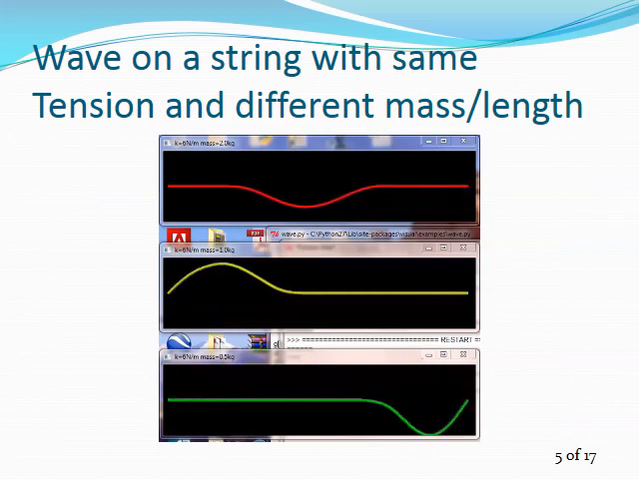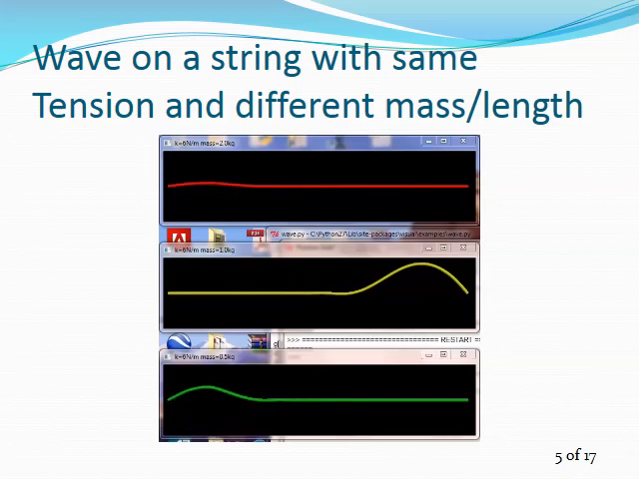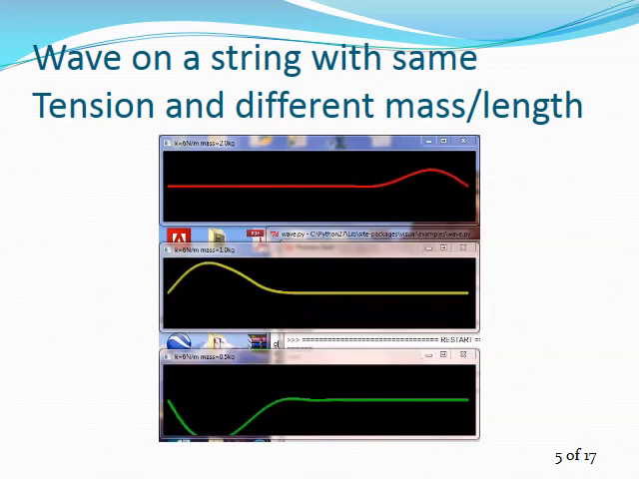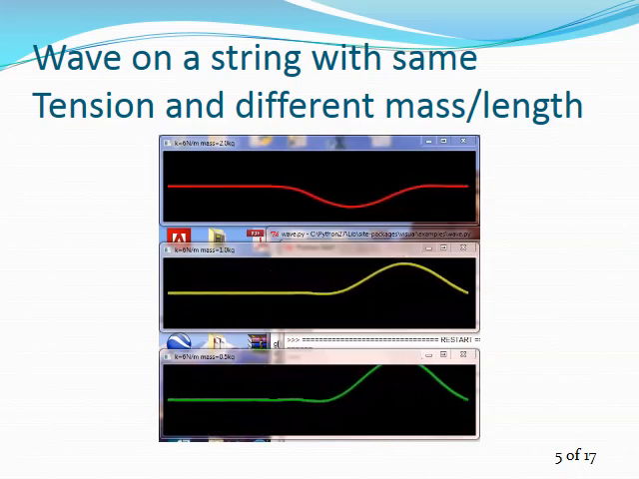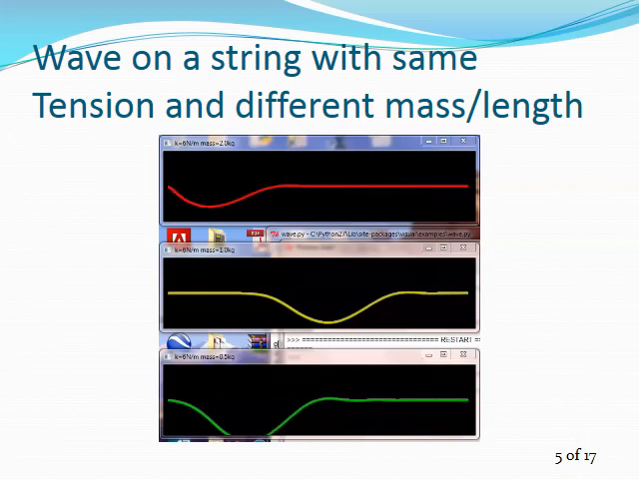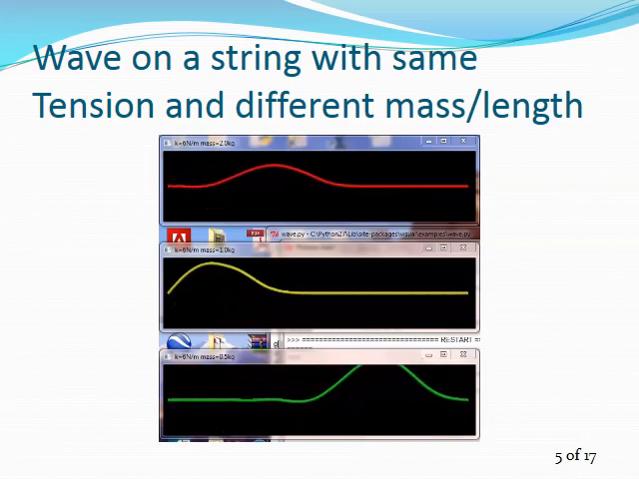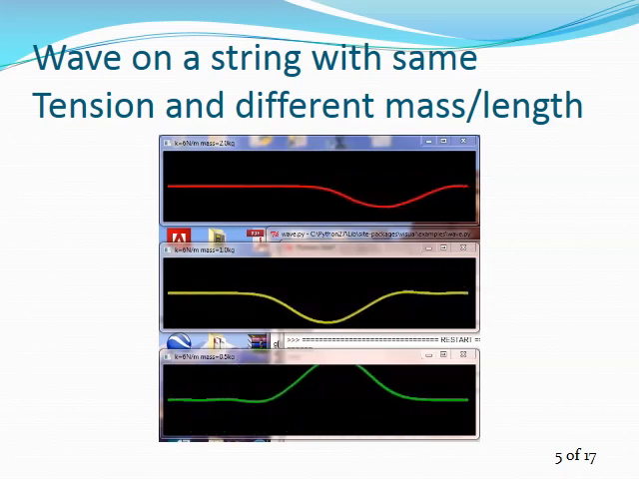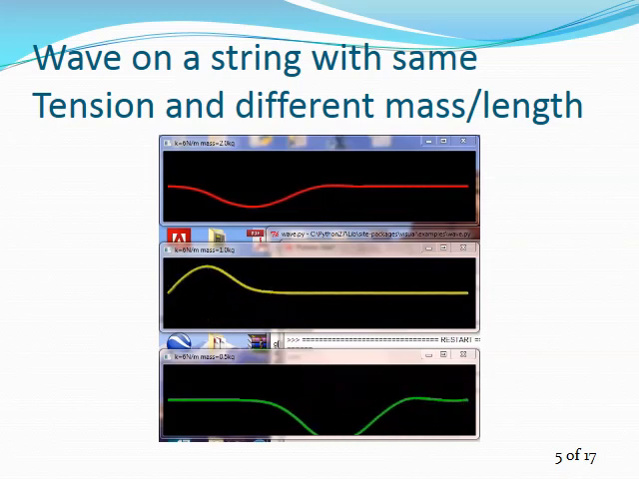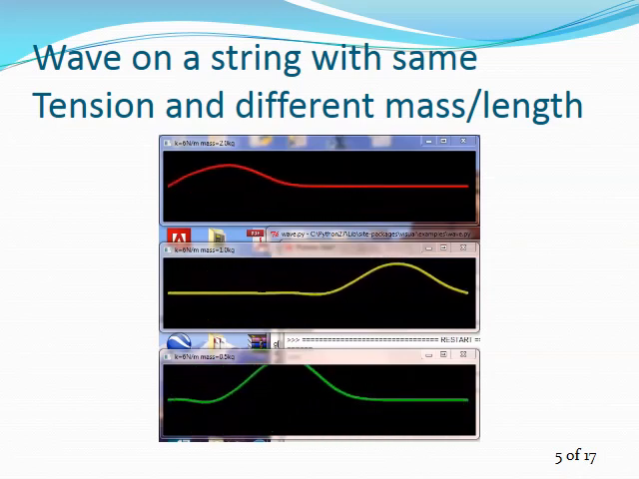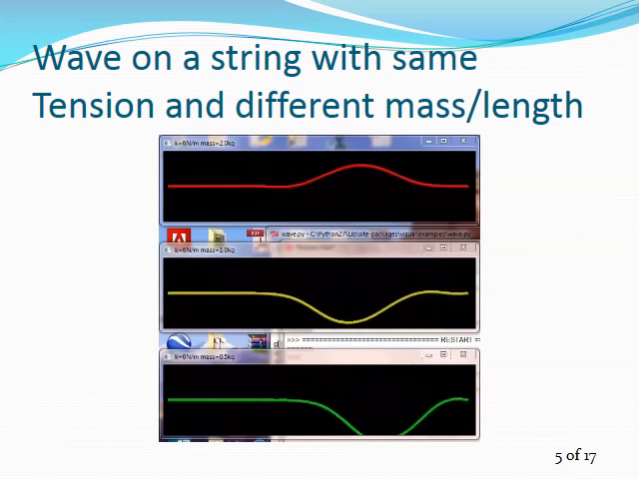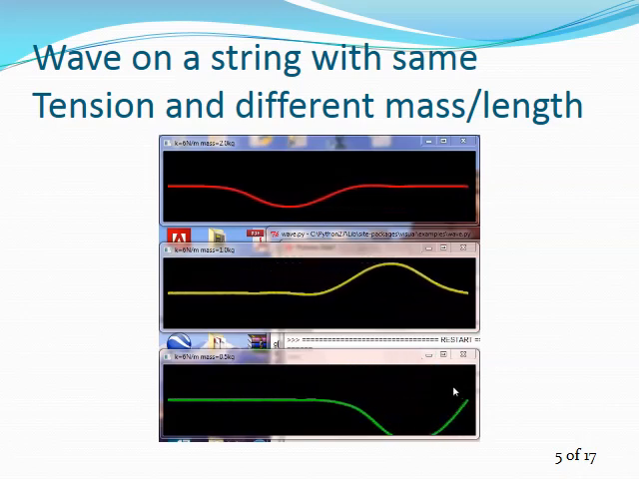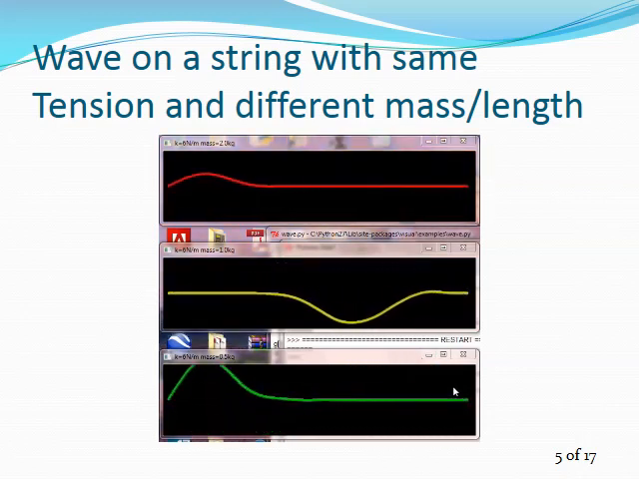Alright, so we're going to talk about how we calculate the speed of a wave on a string. And right here, I'm going to show you a video of 3 strings. There's red, yellow, and green. And these strings are all set up with the same tension in the string, the same force, but the mass per unit lengths are different. And what I want you to do is tell me which string's wave or pulse is moving the slowest, and which one is moving the fastest. So here we go.